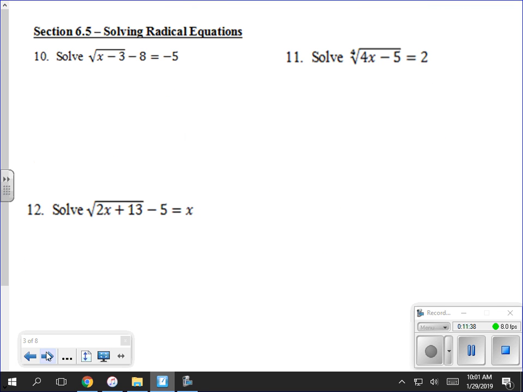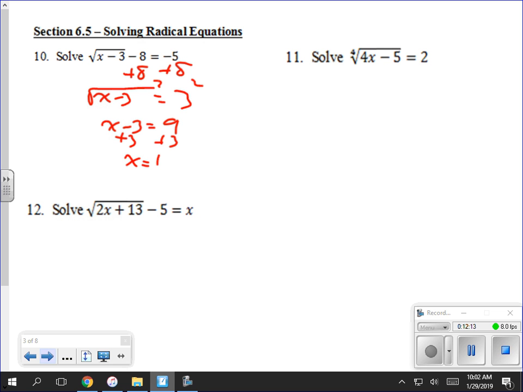Okay. Solving radical equations. This one got a little tricky for some of you. First step, get the square root by itself. So my first step on this one is to add 8 to both sides. Square root of x minus 3 equals 3. Negative 5 plus 8 is 3, yeah. Square both sides. X minus 3 equals 9. Add 3. X equals 12.